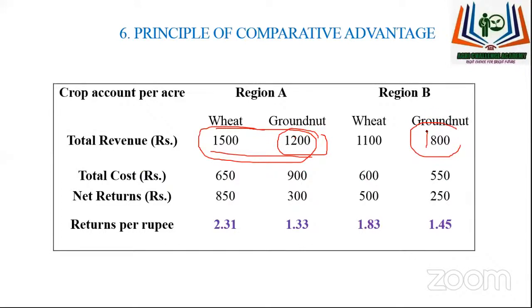Groundnut has the highest absolute advantage, and comparatively also it is higher: 1200 here, and here 1800 rupees returns. It is a simple concept to minimize my efforts for the explanation. The situation I'm taking is 1500, 1200, 1100, 1800, relatively comparing with the wheat like that.